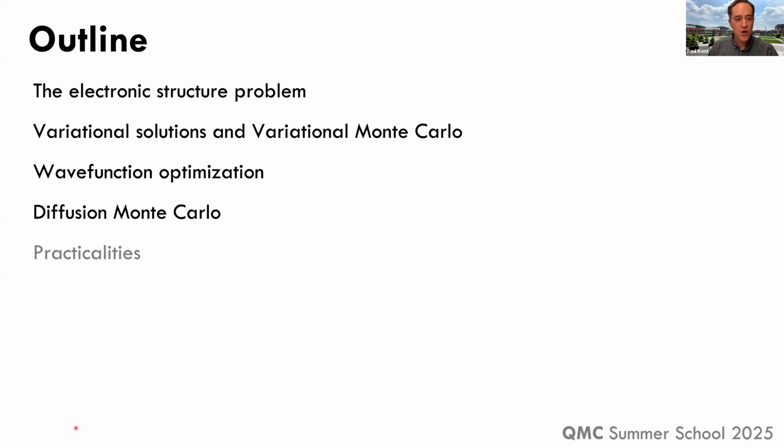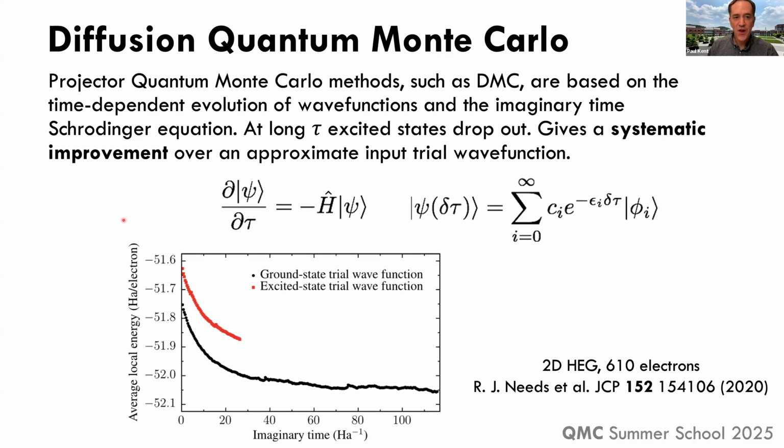So we'll now move on to the topic of diffusion Monte Carlo. So the more accurate but more expensive workhorse technique of real space quantum Monte Carlo, before going on to some practicalities. So how does diffusion quantum Monte Carlo work?